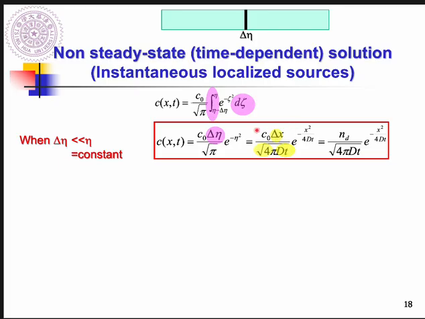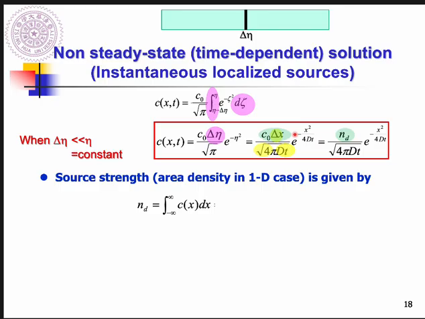And if you take a look at C0 times delta x, we can call it the source strength, because you take the concentration and multiply by the distance. Actually, it is a source strength. It is similar to this one: the concentration of the diffusion source times the integral along one direction. So you get the diffusion source strength.